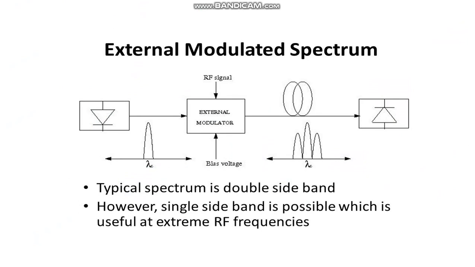This is the external modulated spectrum. It is a typical spectrum that is double sideband. However, single sideband is possible, which is useful at extreme RF frequency.